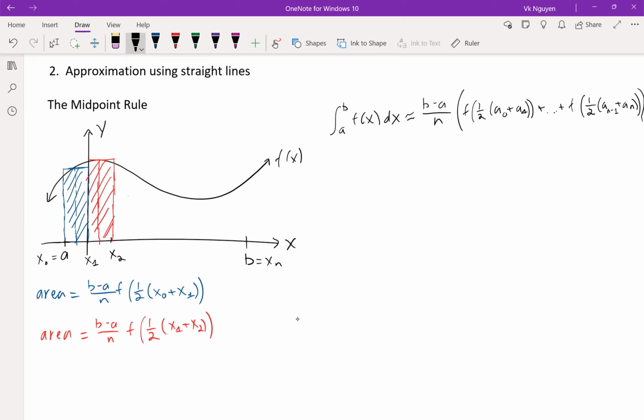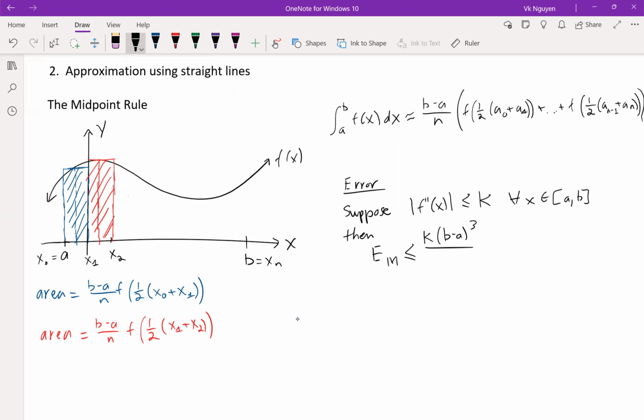When we use the midpoint rule, there are errors in the approximation because some errors are above the curve and some are under the curve. We can compute the error using this formula. Error: suppose the absolute value of the second derivative is less than or equal to a number k for all x in the interval a to b. Then the error of using the midpoint rule is less than or equal to k multiplied by (b minus a) to the power 3 over 24 n squared.